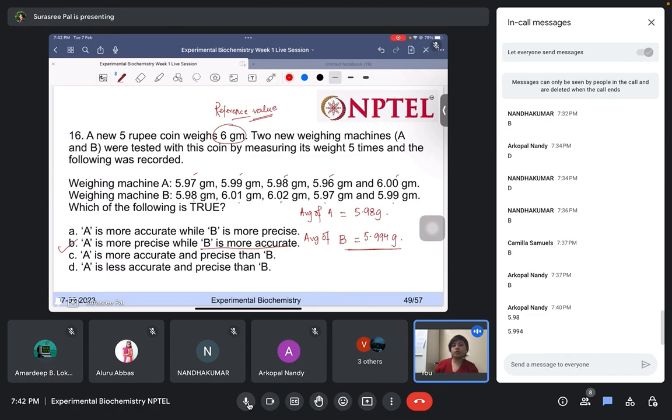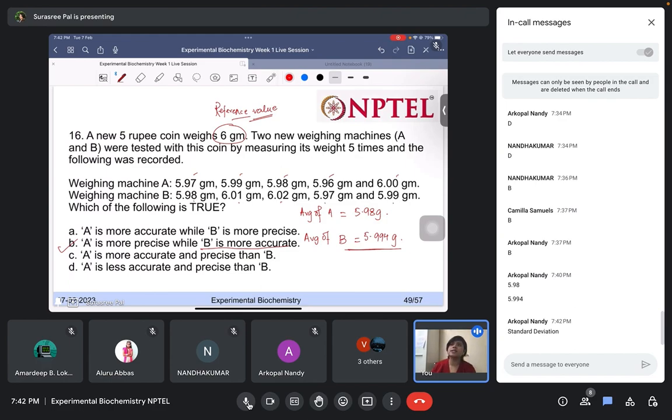But we also have to comment about the precision of the experiment. While talking about accuracy, we measured the mean or the average. Now what parameter should we consider while talking about precision? Yes, standard deviation. How close are the values to each other? That is why you have to consider standard deviation.